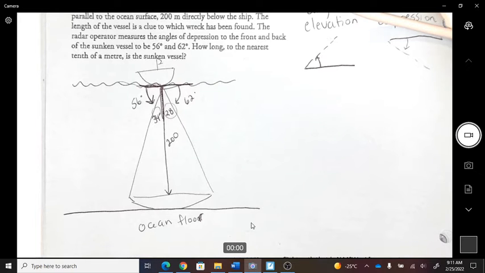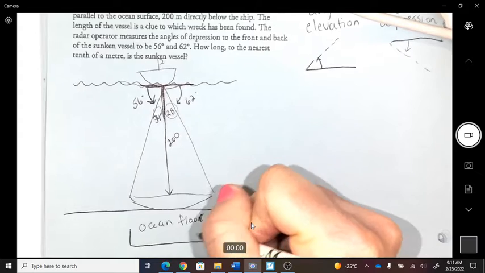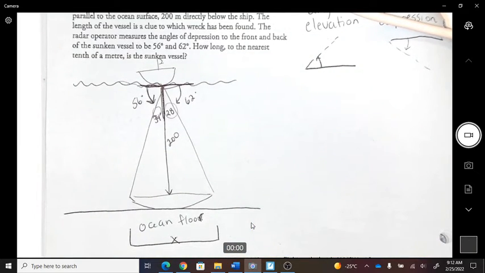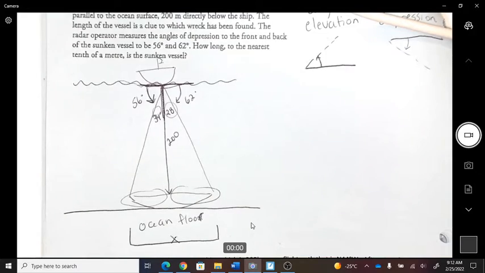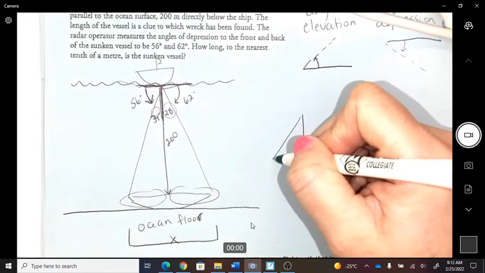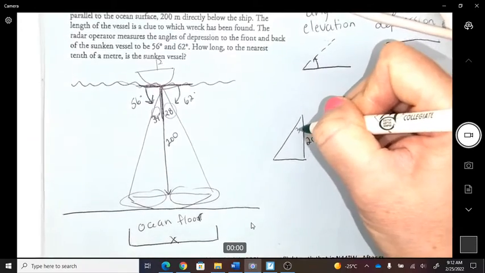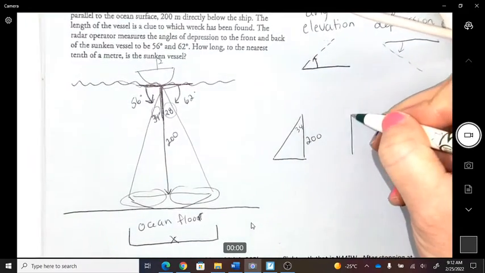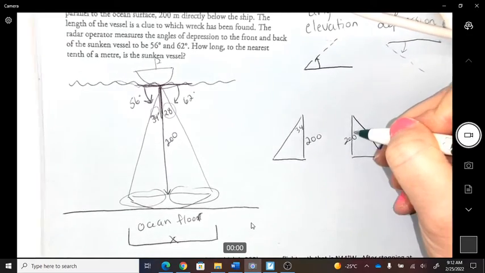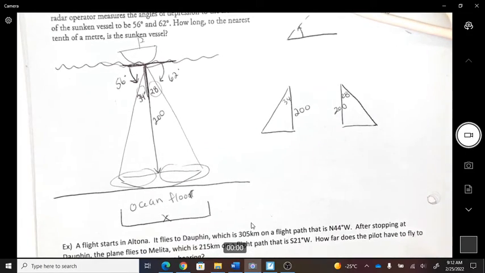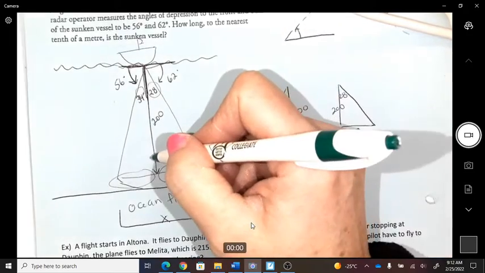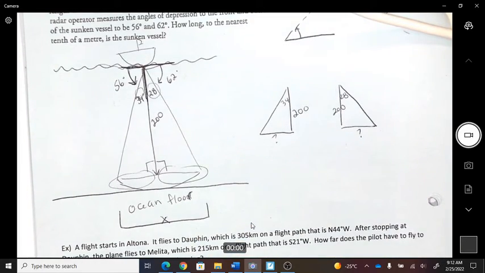Okay, so what I'm going to do is I want to know the whole length of the boat, but I'm going to treat these as two separate triangles, and then I'm going to figure this length out and then add them together. Okay, so two separate triangles here. So 200 and a 34. A 200 and a 28. That's the two separate triangles I'm looking at. Okay, what else do I know here? I know that that angle would be a 90-degree angle.